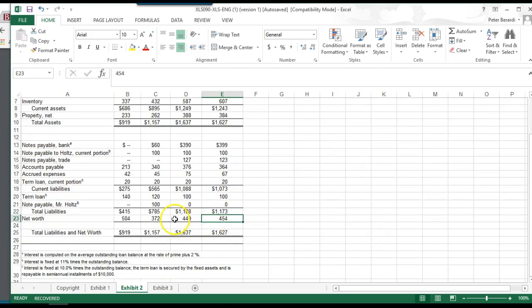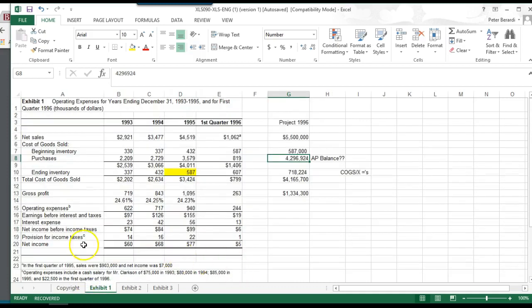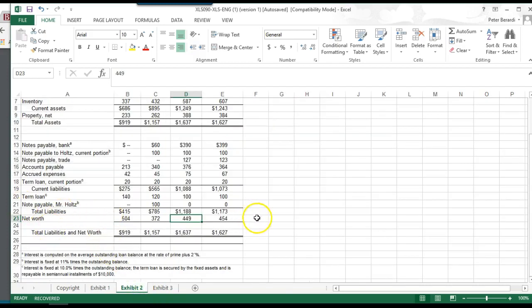Your net worth starts out at $449. The only thing that's really going to change that is if Mr. Clarkson takes a distribution, which I'm not sure the case study mentions. If it does, you want to reduce your net worth. So your net worth starts at $449 as your starting balance. And what gets added to net worth is going to be the estimated net income that you come up with. Take that estimated net income and add it to your net worth for your estimated balance sheet.